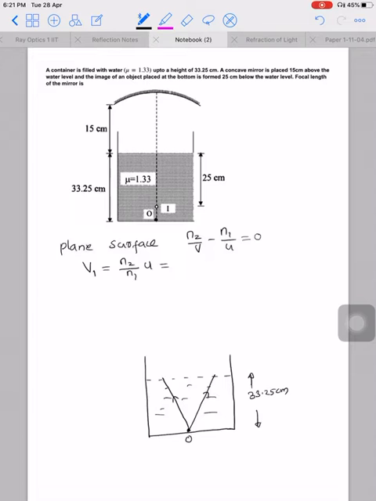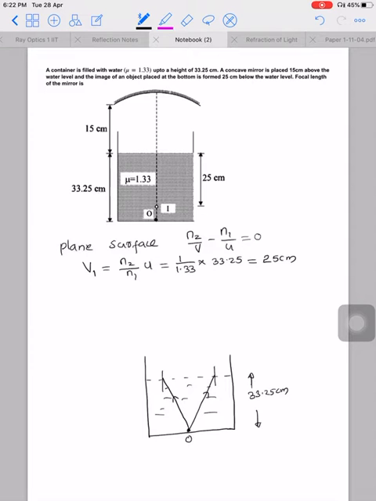So here first medium is water and second medium is air. So n2 is 1 and n1 is 1.33. Object distance is 33.25 centimeter. So v1 is 33.25 divided by 1.33, that is 25 centimeter. Object is below the water surface, therefore image is also below the water surface and 25 centimeter from the interface.